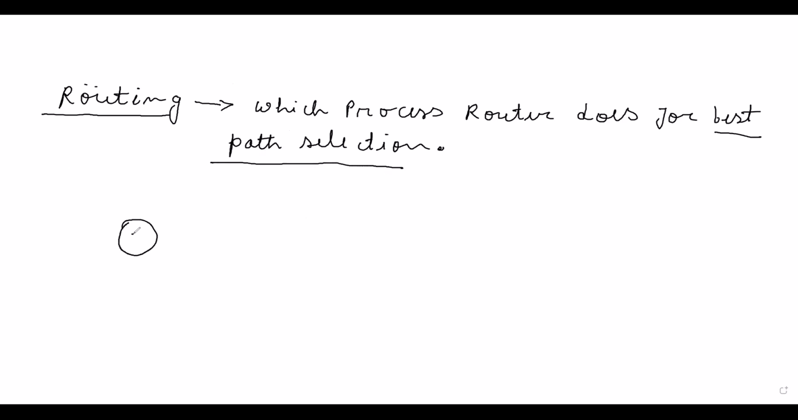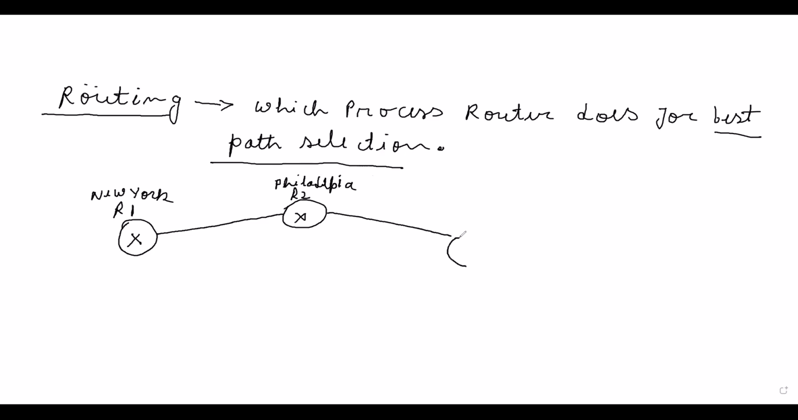If I have this, this is R1 router. It is in New York. Then I have another router. It is in, you can say, Philadelphia. Okay, I think the spelling is wrong, but you can understand. And my destination is again London.